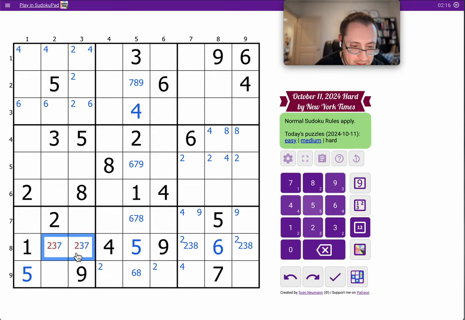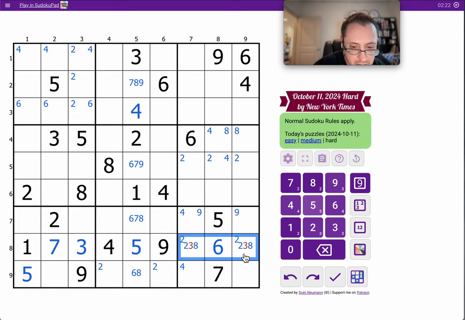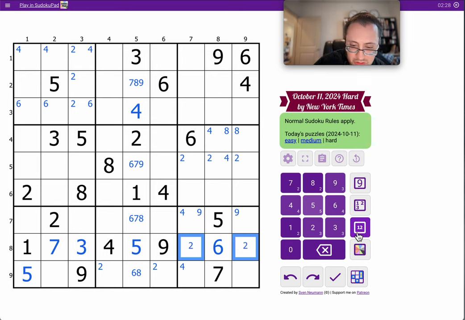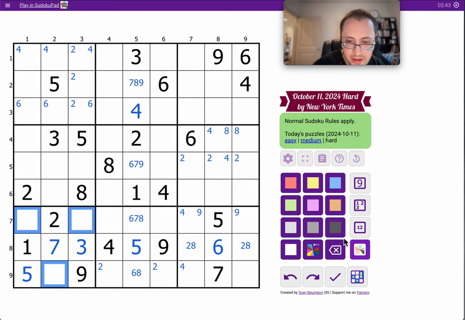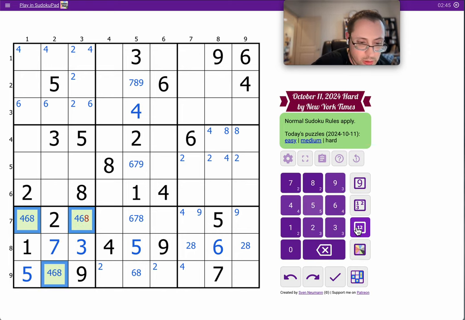1, 4, 5, 6, 9 leaves 2, 3, 7, 8. This sees 2 and 3, so is 7. Places a 3, and I can remove these, because that's a 2-8 pair. 1, 2, 3, 5, 7, 9. In region 7, I need 4, 6, and 8, which are going to form a triple that cannot be disambiguated, so I may as well color it.